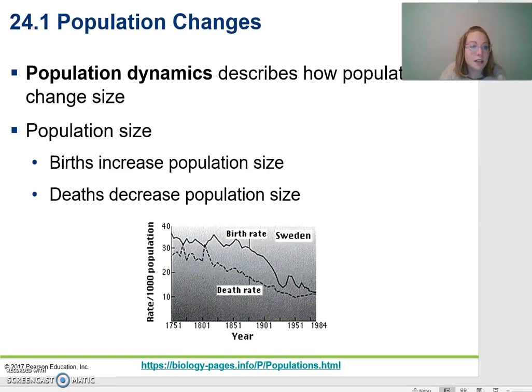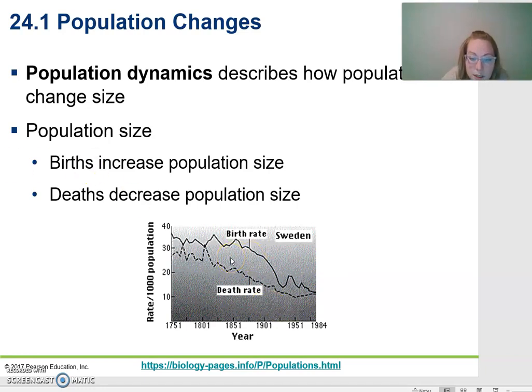So population size, births increase the size, deaths decrease. So if you want to look at the overall growth or decrease of population, you would look at basically births minus deaths. And if that number is positive, the population is increasing. If it's lower, then population size is decreasing.